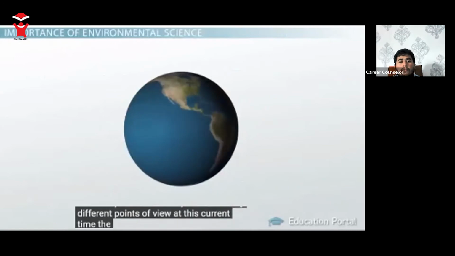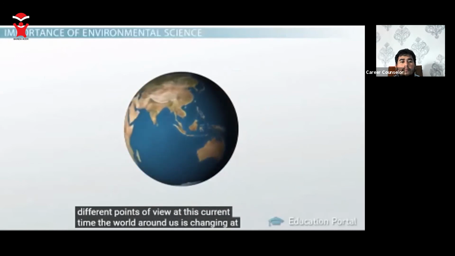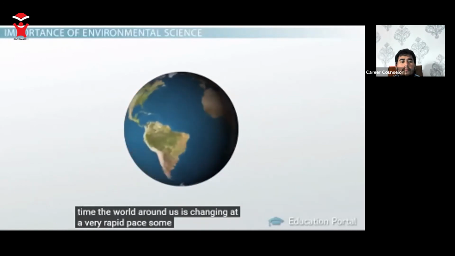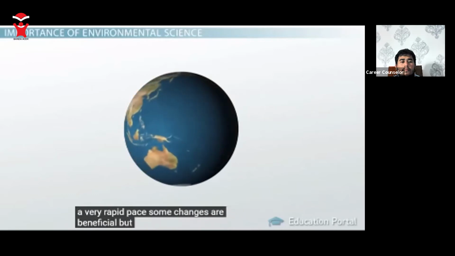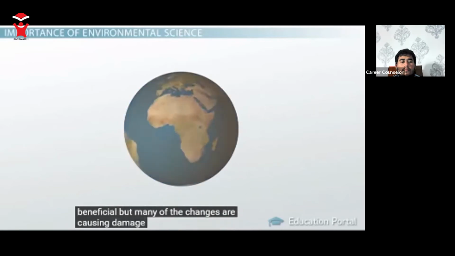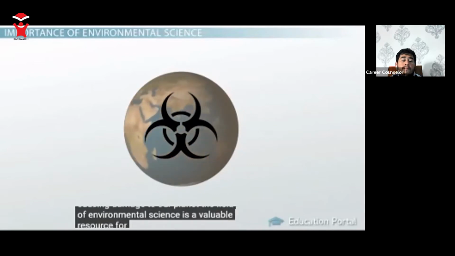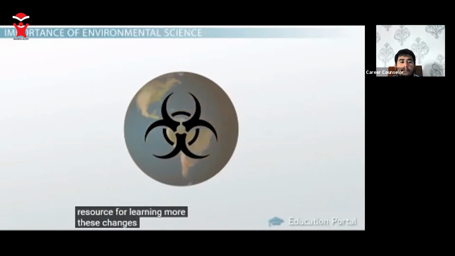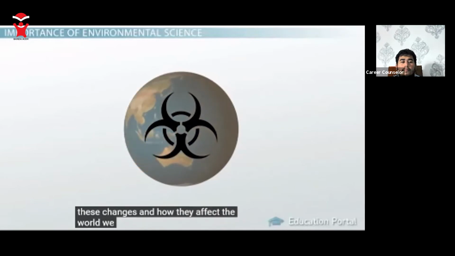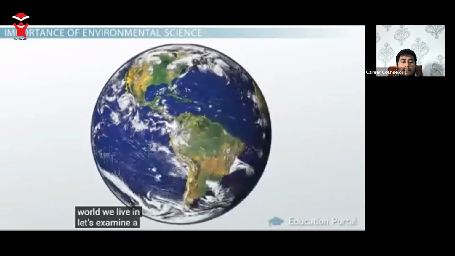At this current time, the world around us is changing at a very rapid pace. Some changes are beneficial, but many of the changes are causing damage to our planet. The field of environmental science is a valuable resource for learning more about these changes and how they affect the world we live in. Let's examine a major change that is currently occurring and its relationship to environmental science.